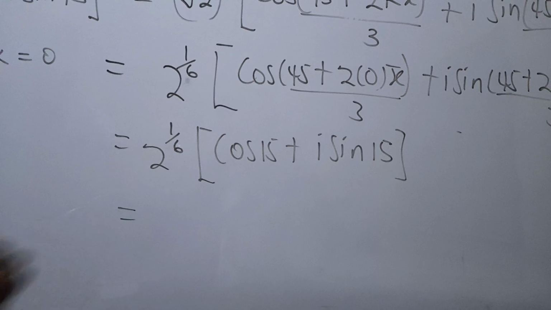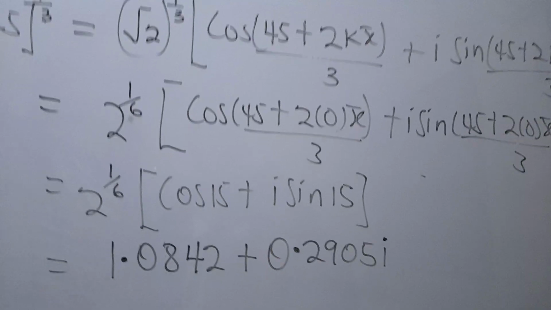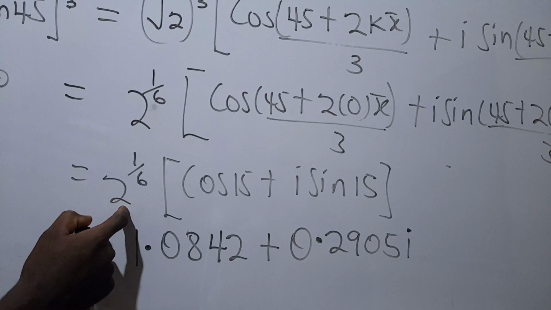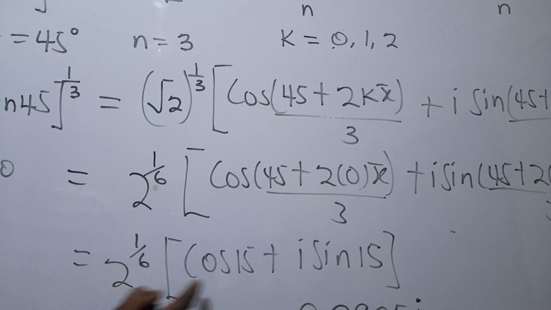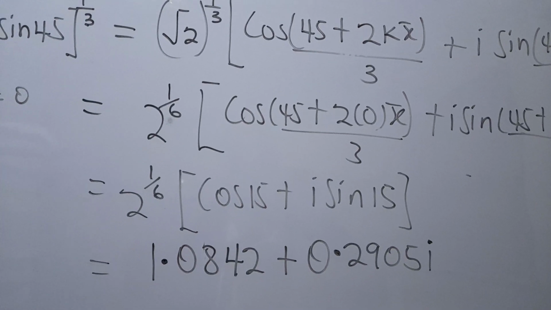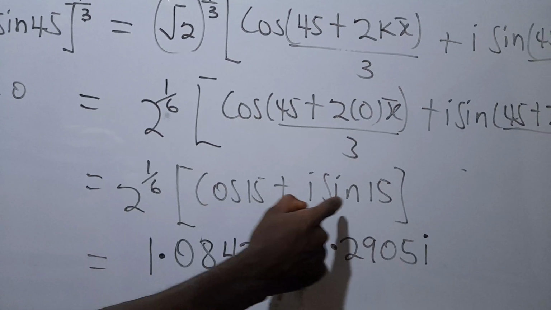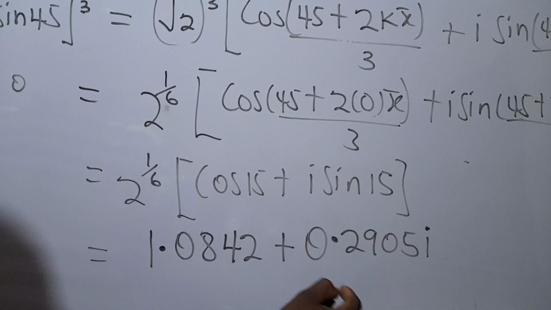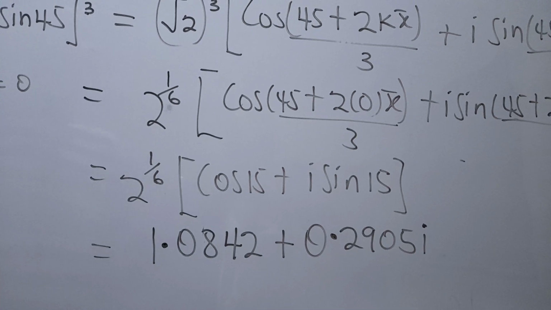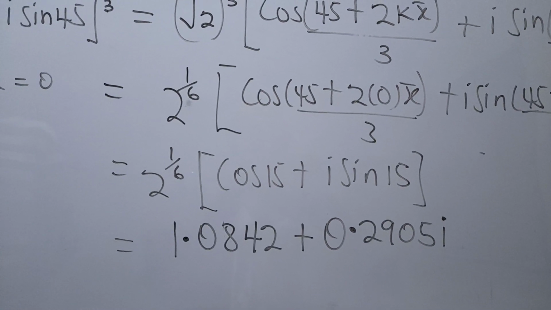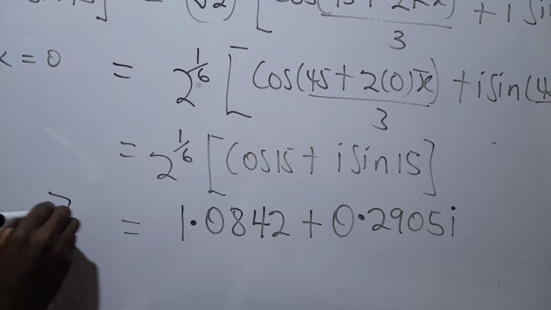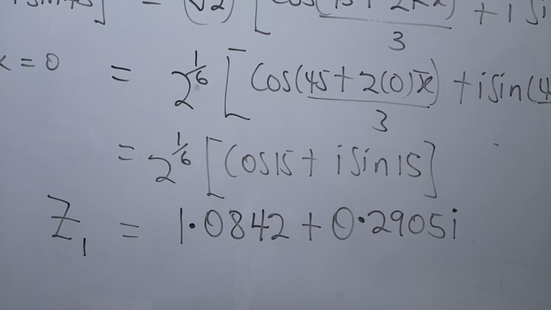Now when we expand this very well, so when we find 2 exponent 1/6 times cos 15, we get 1.0842. Then 2 exponent 1/6 times I sine 15, we get 0.2905 I to be our first root. So we can say that our first root Z1 is equal to that.